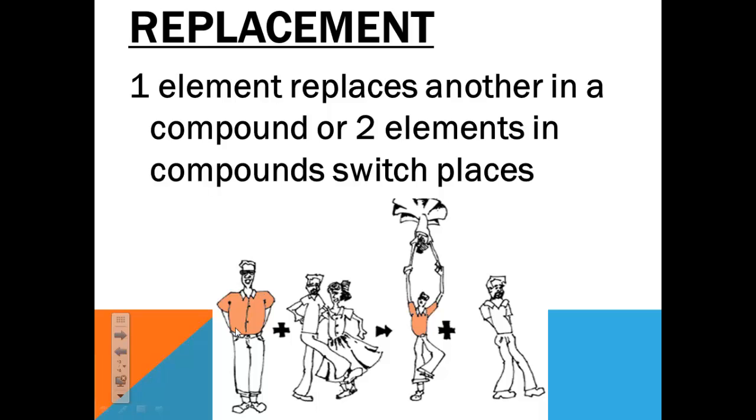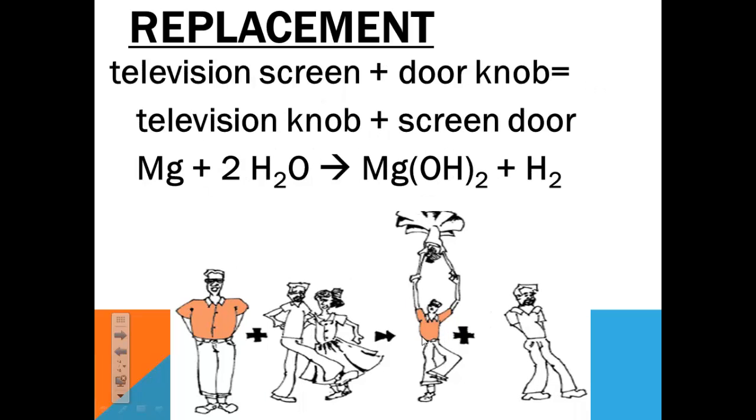Here you can see in the picture you have a gentleman and you have a couple. The reaction happens and the couple switches places. We have a single gentleman with now a couple. Another example, if you want to think about it in words, is television screen plus doorknob. The reaction happens, they switch places, you get a television knob and screen door. Here's an example of a chemical equation that is a replacement reaction.